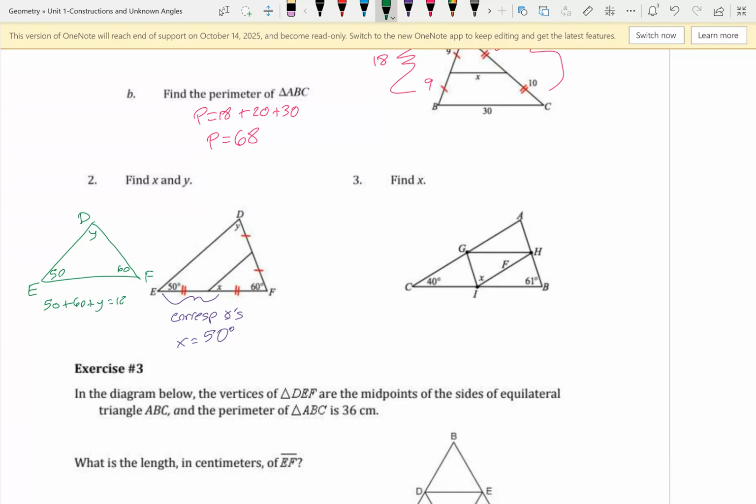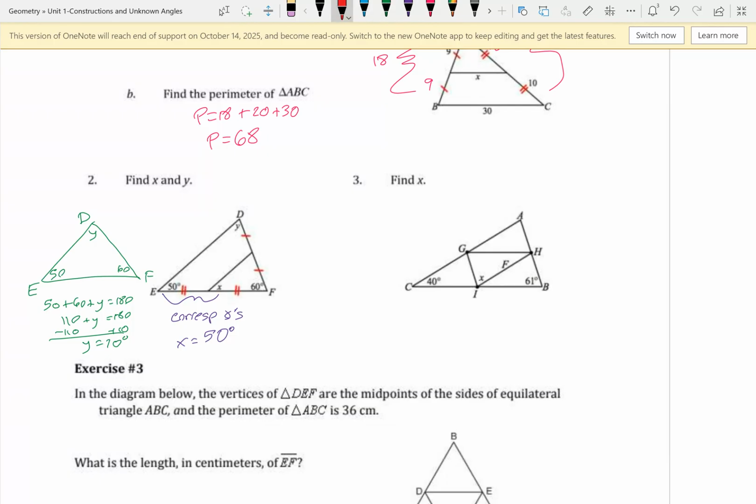Now, is this the only way to go about it? No. You could use other rules, other properties that will help you. But in my opinion, looking at the big triangle alone is our best way to do it. So we end up with Y being a 70-degree angle.